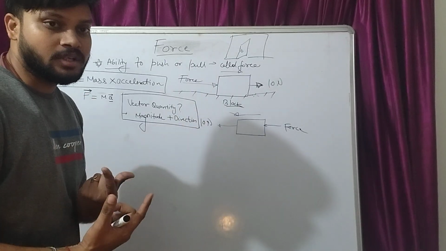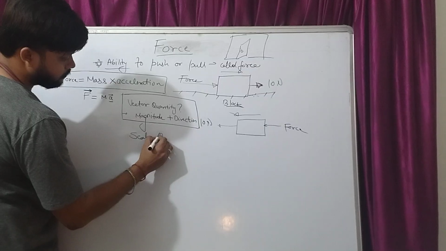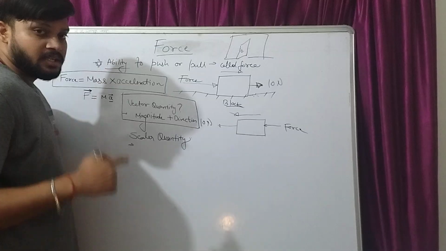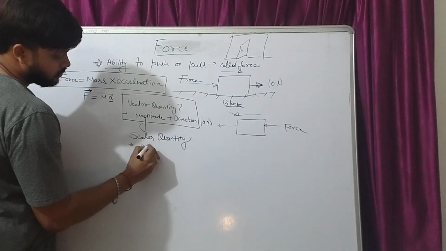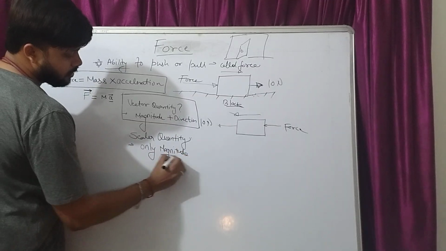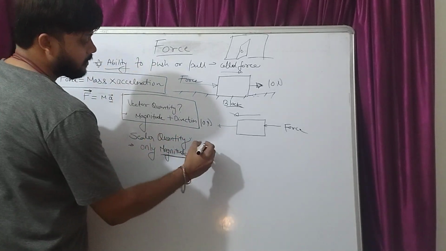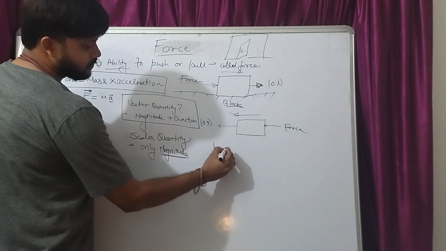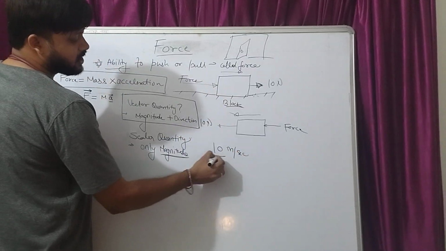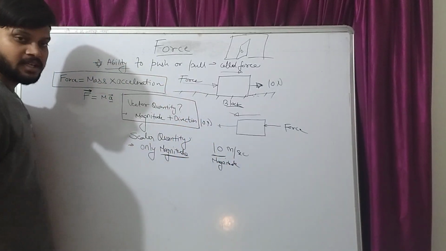Then there is another quantity called a scalar quantity. What is a scalar quantity? A scalar quantity is a quantity that has only magnitude. One question arises: what is magnitude? The magnitude is the quantity. For example, I am writing 10 meter per second. This 10 is called the magnitude. So it is a scalar quantity.